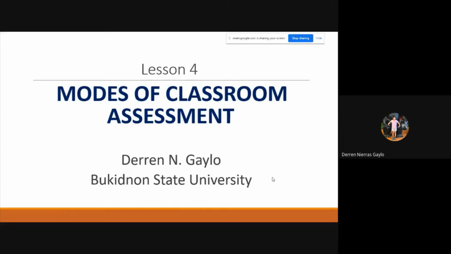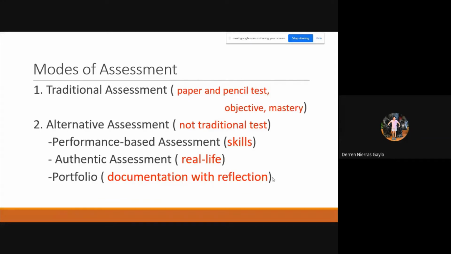Everyone. We are now in lesson 4, Modes of Classroom Assessment. We have two general modes of assessment. One is traditional assessment, and the second one is alternative assessment. When we say traditional assessment, it is more on the paper and pencil tests, like multiple choice, fill in the blanks, true or false. And usually, traditional assessments are objective in nature. When you say objective, there is a correct answer. And this assessment, the traditional assessment, is more on the mastery level.